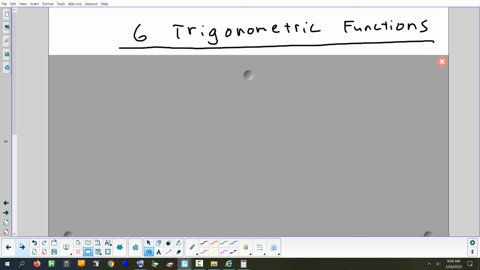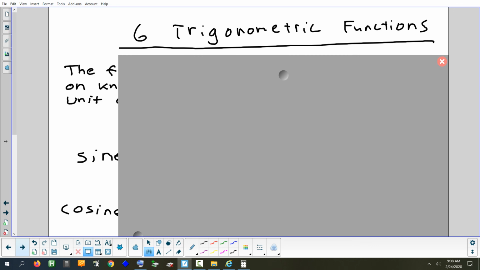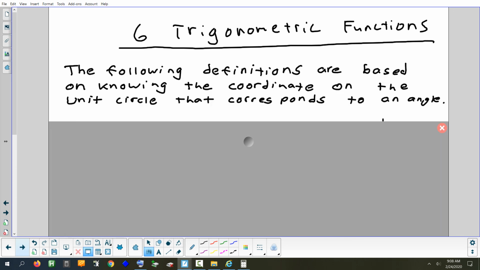There's 6 different trig functions. Depending on which one I ask you for, you're going to do something with the x and the y value from the coordinate. And I'm going to show you what you do for each formula. They're very simple formulas. All right, so again, these definitions are based on the fact that you have already figured out the coordinate.